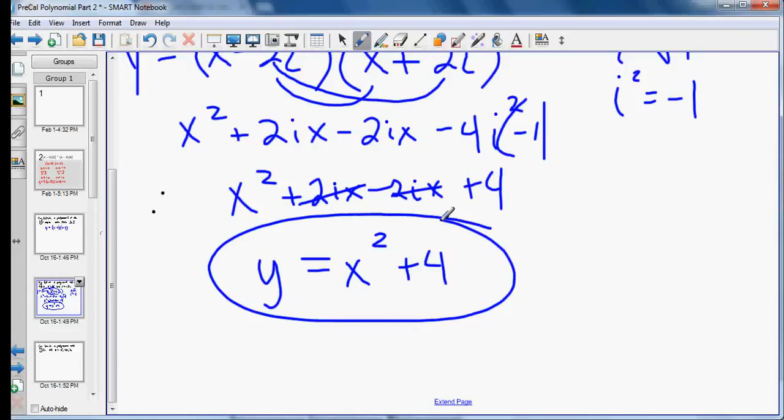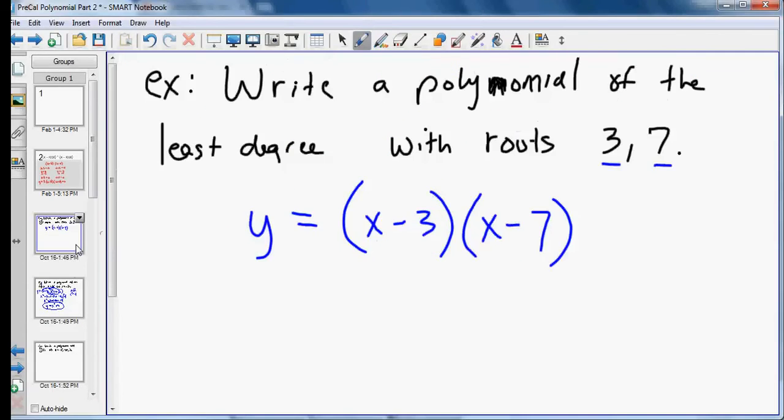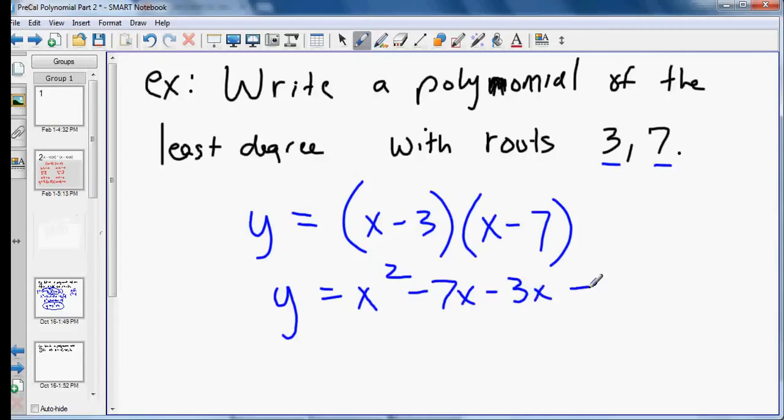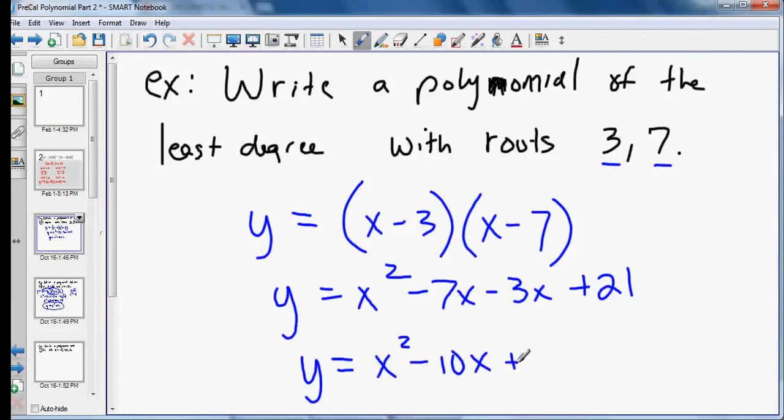Even on this first example I did, you could FOIL that out and get another response. You could do x times x is x squared, minus 7x, minus 3x, and then minus 3 times minus 7 is positive 21. So this would be x squared minus 10x plus 21. In fact, let's just go ahead and make it our habit to FOIL these out. It's a must to do when you have imaginaries, though, like we did on this example.